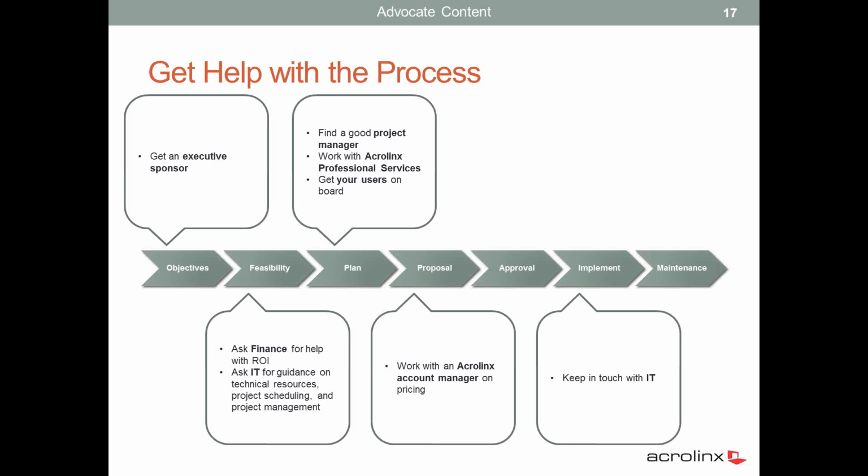But it's not just knowing the process, it's also getting help with the process. It starts with setting out your objectives. What are your objectives? Get an executive to sponsor it. Maybe your boss or your boss's boss, but that's a great starting point. Well, that's not the first starting point, right? We talked about gathering metrics, and of course you have to think through all of this before you go out to get an executive sponsor. But then you can see other departments you need to work with along the way, like finance, IT, find a good project manager within the organization, bring in Acrolinx professional services at the right point, and of course make sure that your users, your authors, your reviewers, your translators, make sure that they're on board.